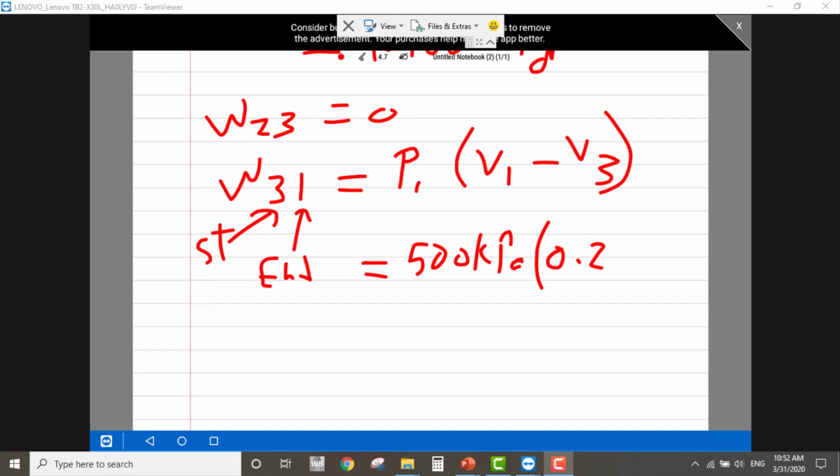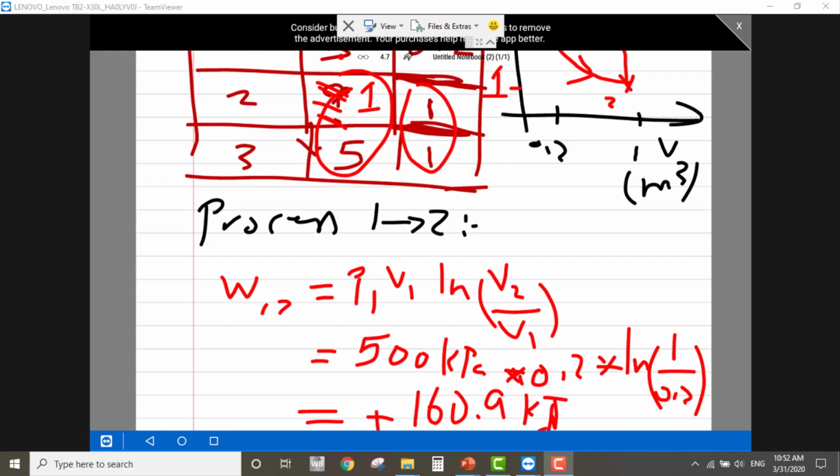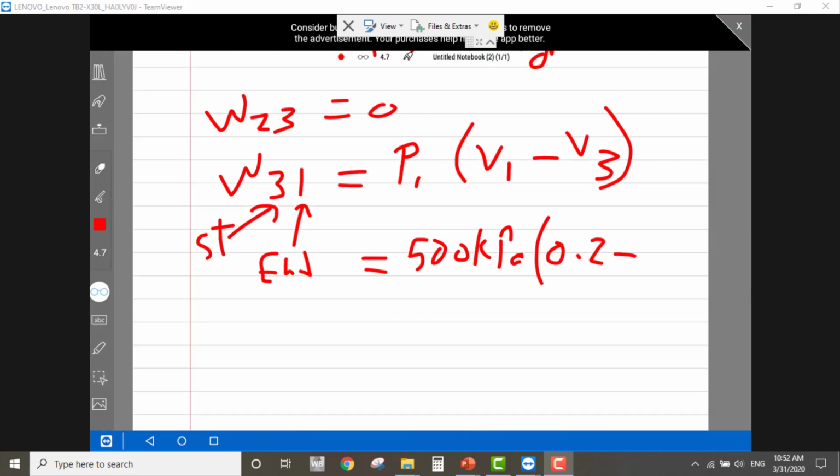So compression means we get minus W. Okay, minus V3, which is equal again to 1. Okay, so V3, let me check. Yes, V3 is equal to 1, and this is equal to minus 400 kilojoule.